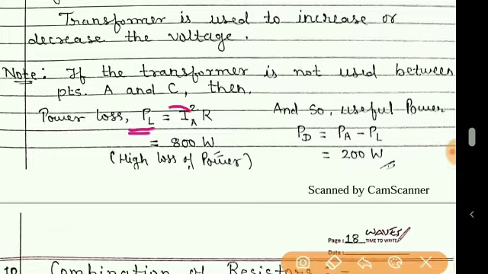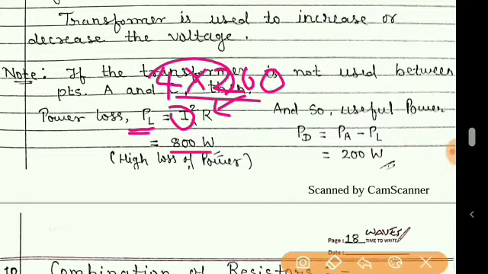What is current? It is 2 ampere. So square of 2 is 4 and R is 200. So here this I square is 4 and R is 200. And so 4 twos are 8. That means 800 watt loss of power will be there.